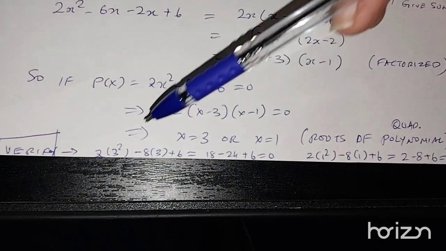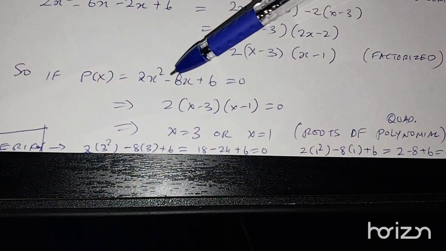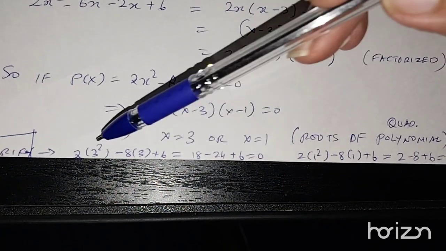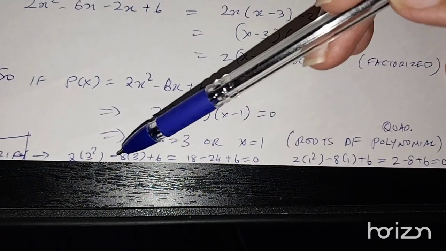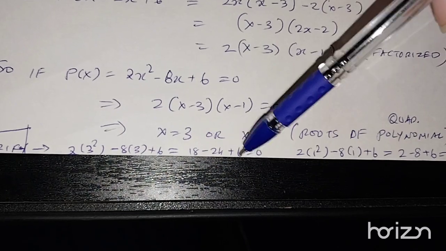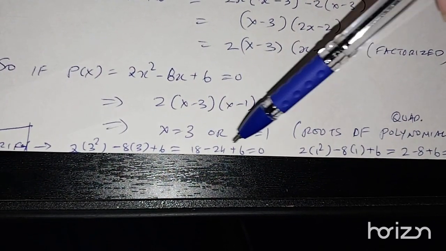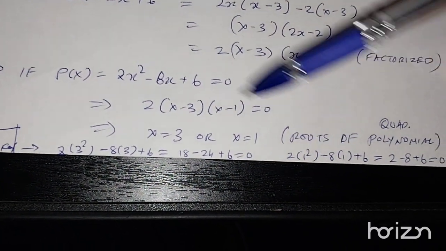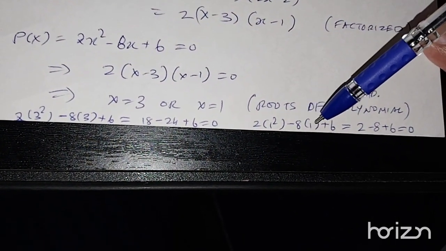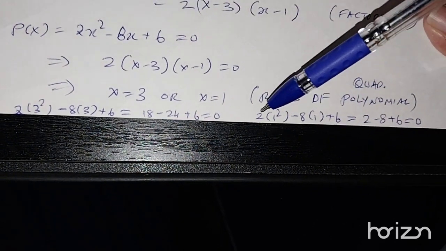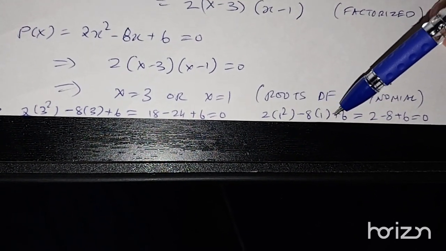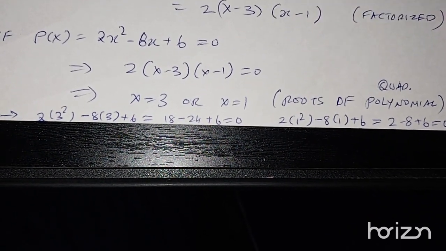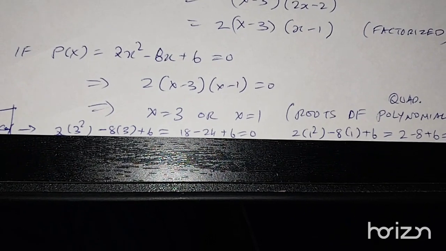To verify it, please substitute and see. So you have 2x squared minus 8x plus 6, substitute 3 and see. 2 into 3 squared minus 8 into 3 plus 6. 3 squared is 9, 9 twos are 18, and 8 threes are 24, minus 24 you'll get here, plus 6. So 18 plus 6 is 24, minus 24 you'll get 0. Okay, therefore x equal to 3 is a root. Similarly, substitute 1. 2 into 1 squared minus 8 into 1 plus 6. So 1 squared is 1, 2 ones are 2, 2 plus 6 is 8, 8 minus 8 equal to 0. So this is also a root. So this is how we have factorized by inspection.